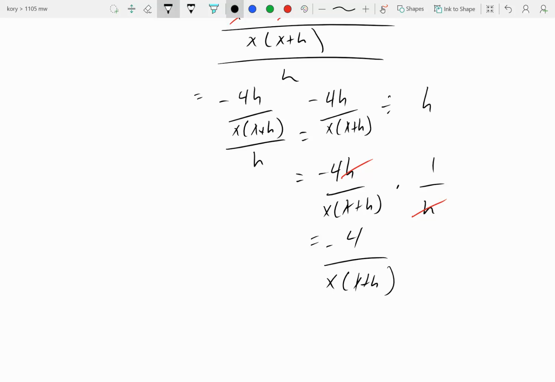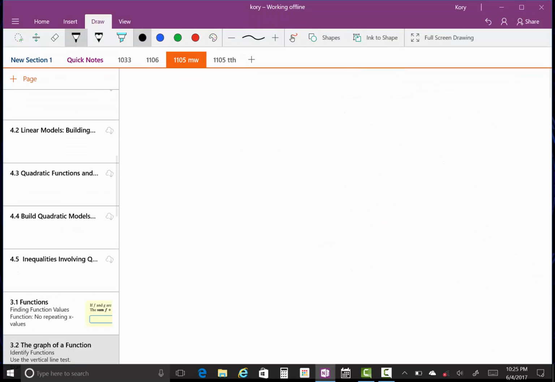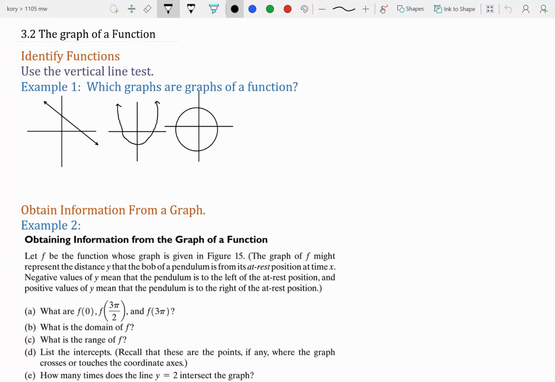Alright, we still have 3.2 to do, so I'm going to do it in the same video. Alright, so 3.2. Since we're talking about functions, now we're talking about the graphical functions. So how to identify functions, we use the vertical line test. You remember the vertical line test, you put the lines through, and if they repeat on top of each other, it's not. So for example, right here on circles, you see how all these x's are on top of each other? It's not a function. So a line is always a function, a parabola is always a function, circles are never functions.